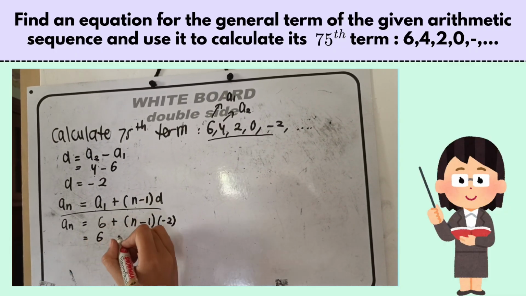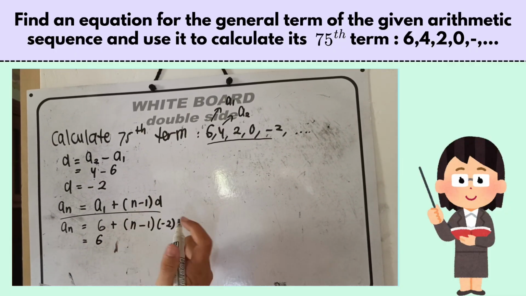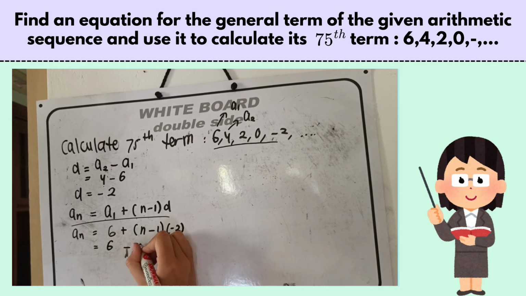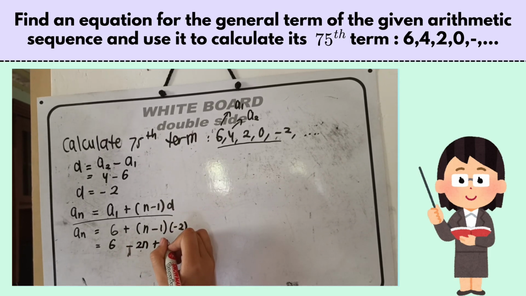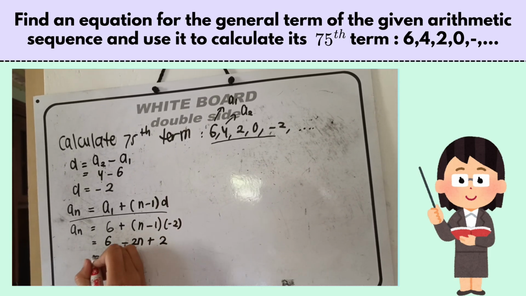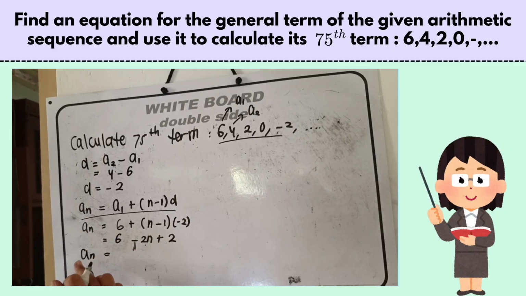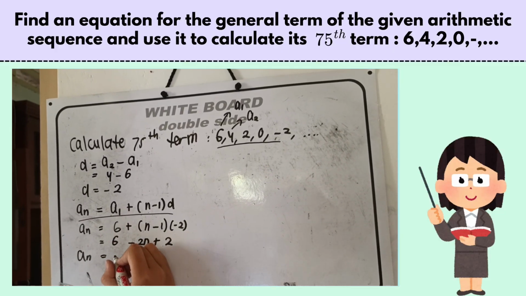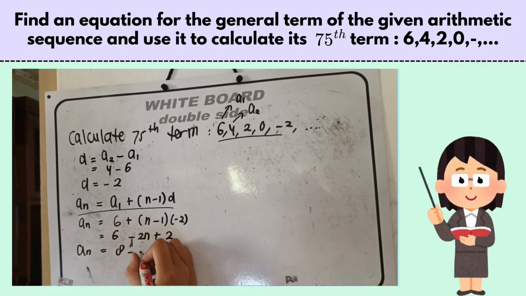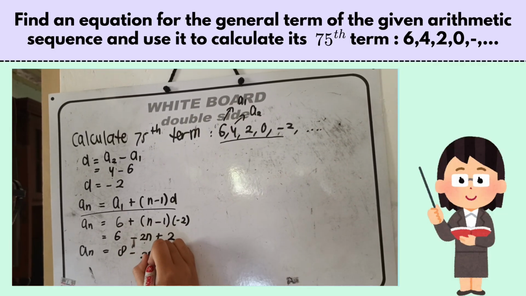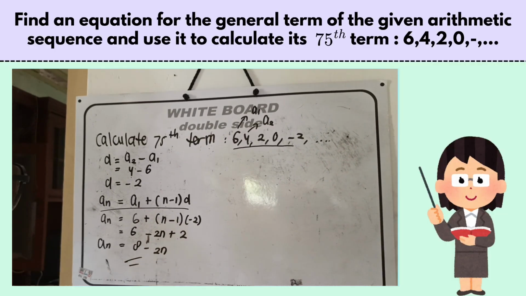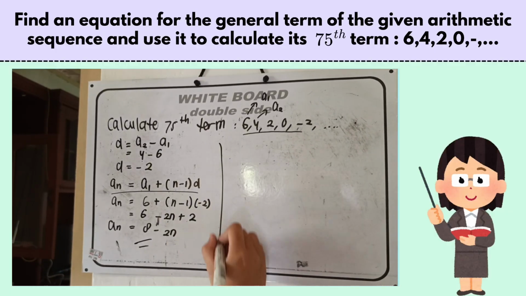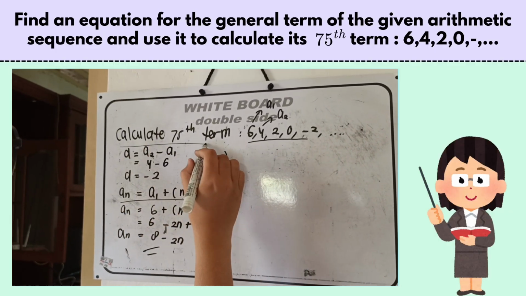Then negative 2n plus 2. So we get a sub n is equal to 8 minus 2n. Okay, remember guys, look at this problem.